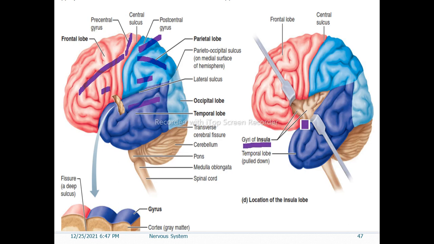This is the gyri of insula. This inner part, when you separate the frontal lobe from the temporal lobe, is the insula or gyri of insula. It is a very important section. This is a gyrus, this is a sulcus, this is a fissure.